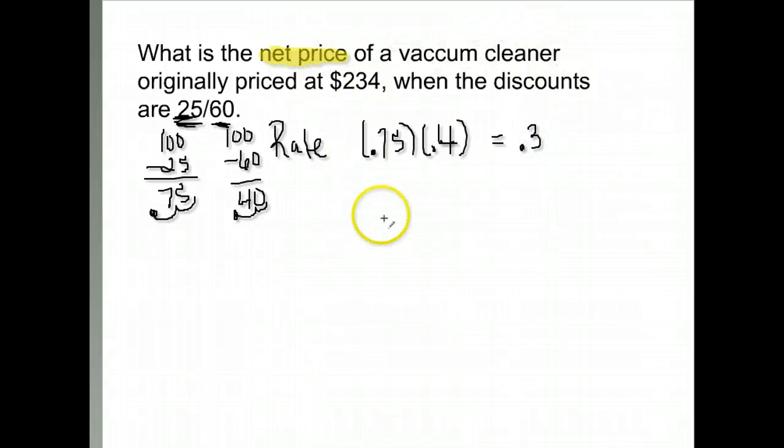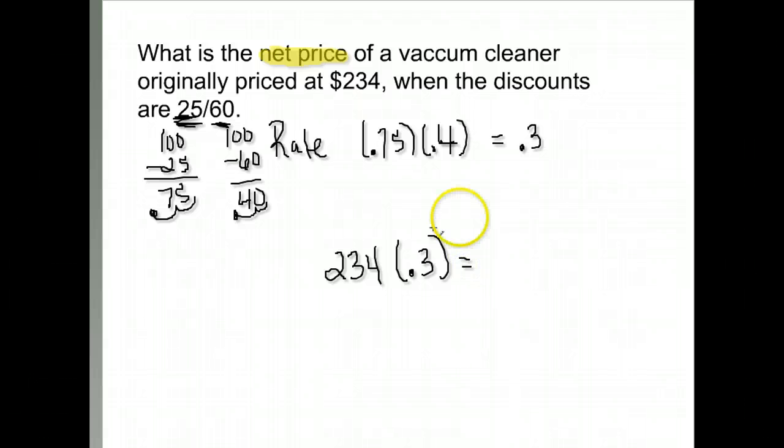Now they want the actual net price here, so we take the original price of the vacuum, $234, times our net price rate, 0.3, and we get $70.20, which is a pretty good deal.